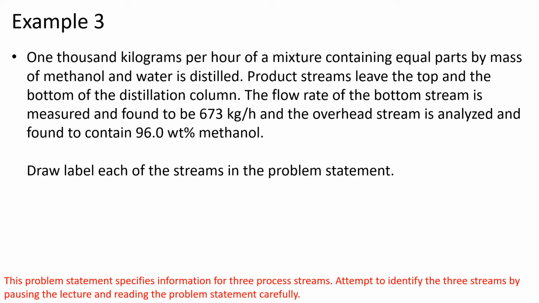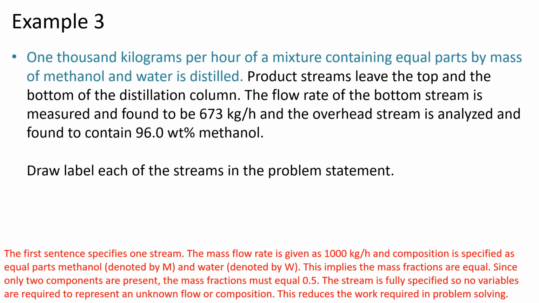This problem statement specifies information for 3 process streams. Attempt to identify the 3 streams by pausing the lecture and reading the problem statement carefully. The first sentence specifies 1 stream. The mass flow rate is given as 1,000 kilograms per hour, and composition is specified as equal parts methanol, denoted by M, and water, denoted by W. This implies the mass fractions are equal.